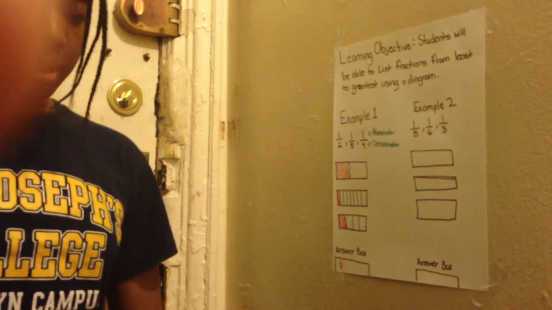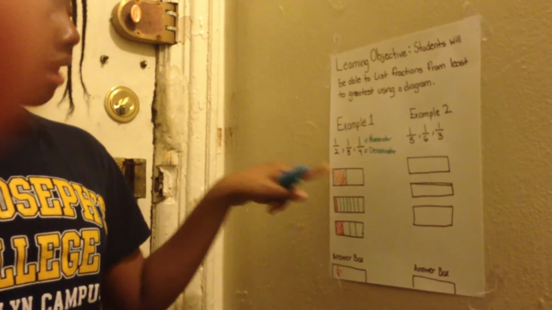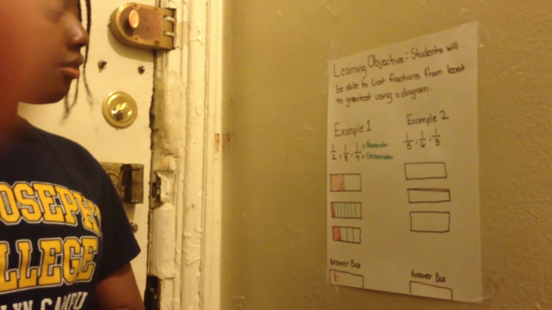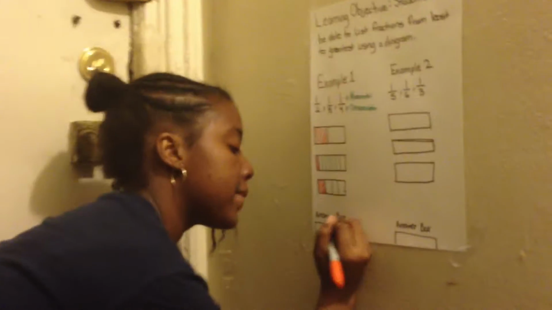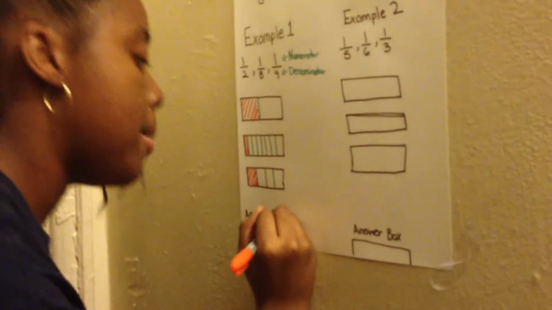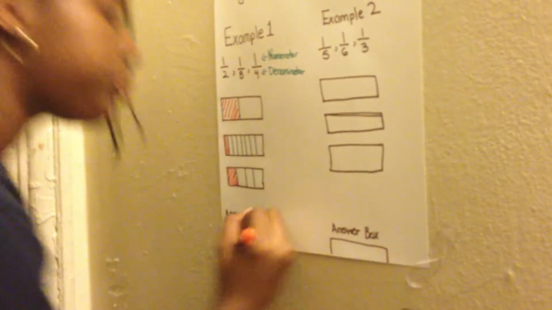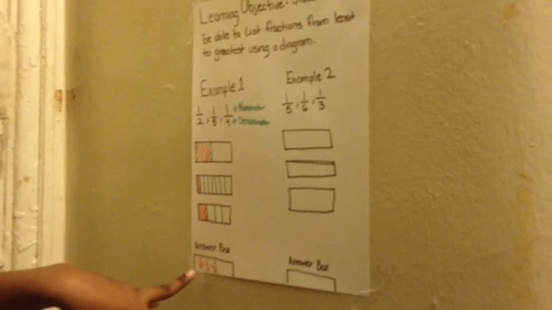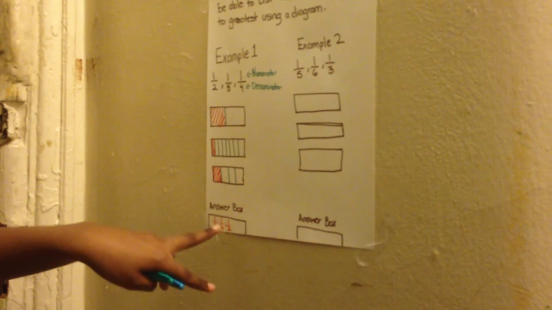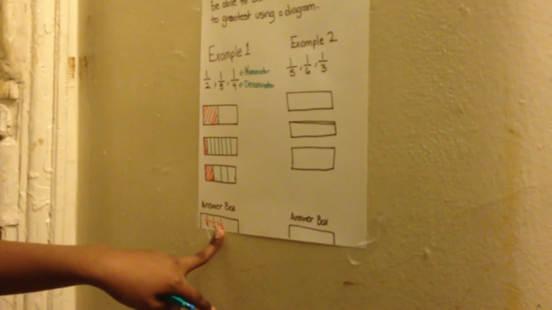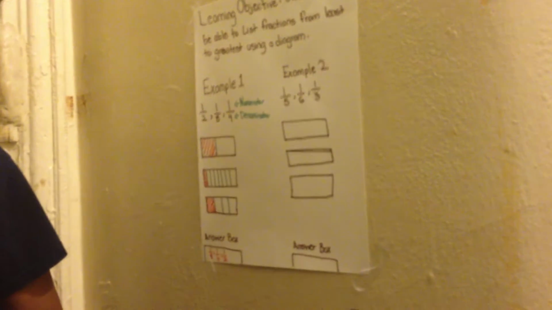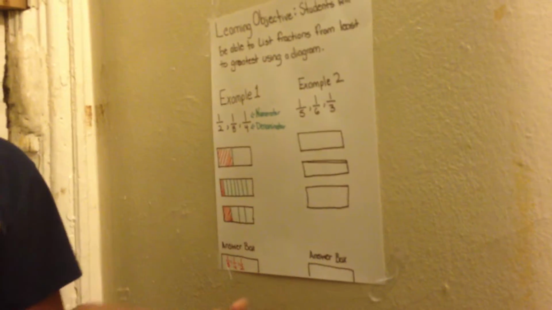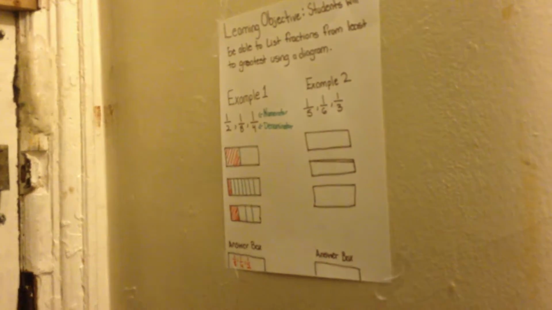Our next one is what? 1/4 or 1/2? 1/4. And our last one is 1/2. Perfect. So our answer is 1/8, 1/4, and 1/2. Does everyone understand how we got our answer? Yes. Good. Any questions? No questions. Let's move on.